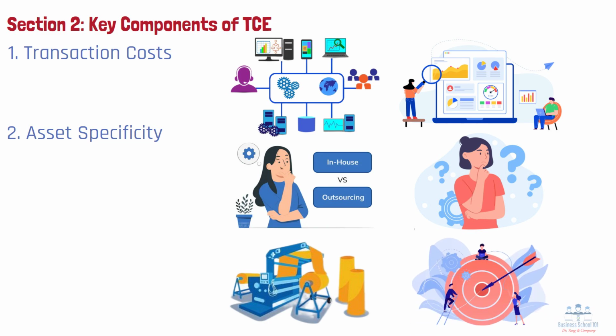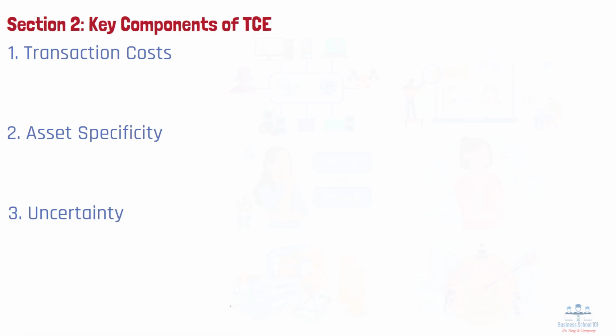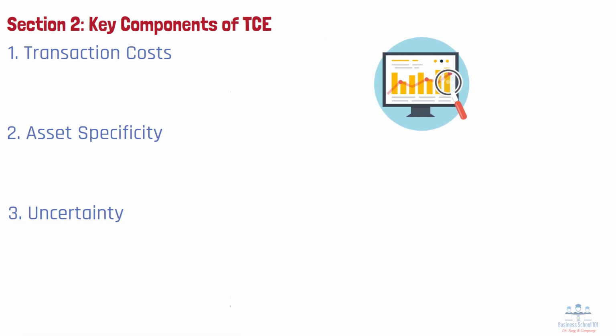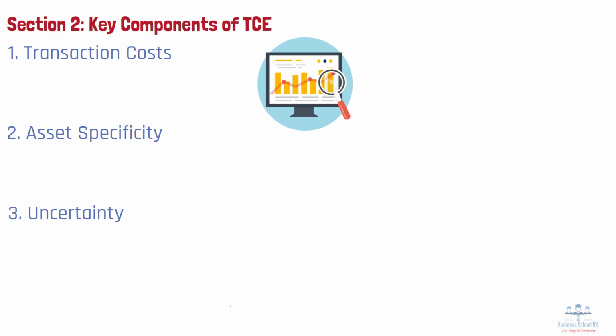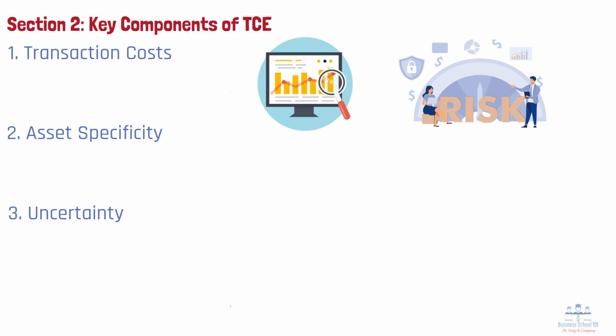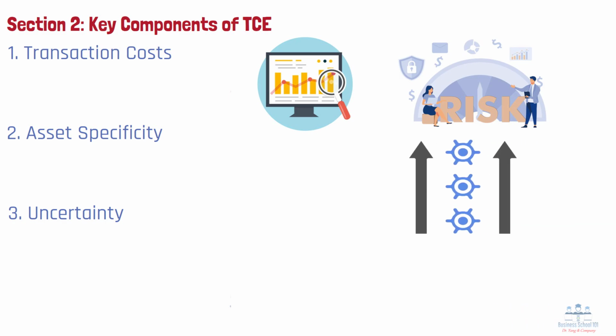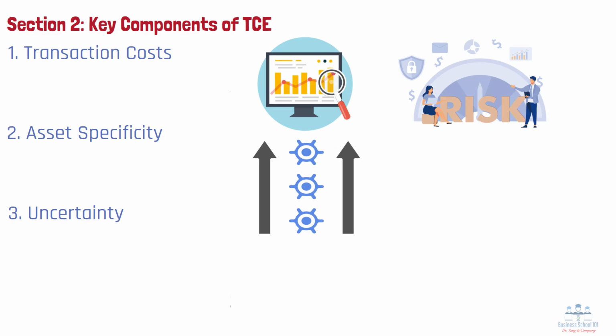Number 3. Uncertainty. Uncertainty arises when it is difficult to predict future conditions or the behavior of transaction partners. High uncertainty increases the risk of opportunism, where one party might take advantage of the other, leading firms to vertically integrate and handle transactions internally to reduce exposure to risk.